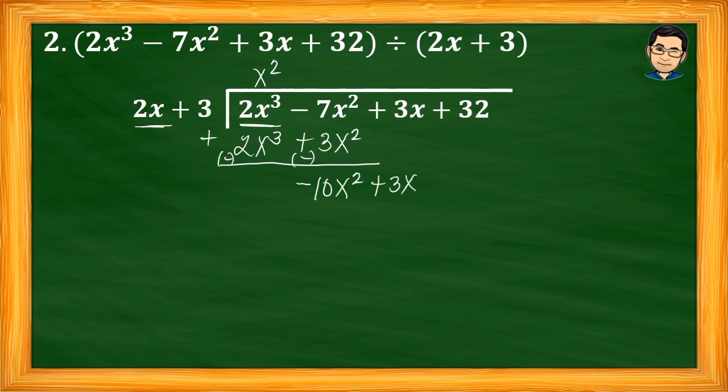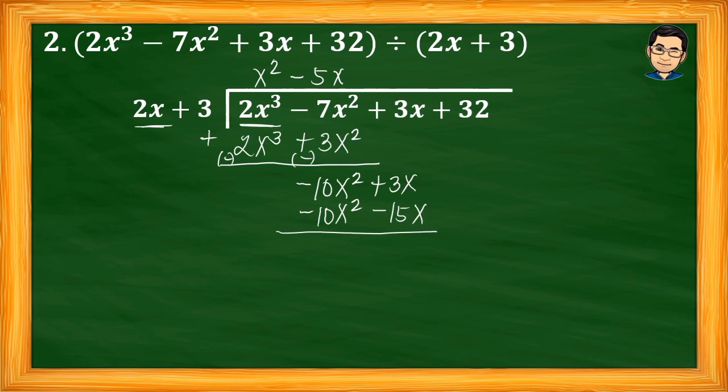And then ulit, negative 10x squared divided by 2x. So, negative 10 divided by 2, that is negative 5. And then x squared over x, that is 2 minus 1, kaya naman x. Next, negative 5x times 2x, that is negative 10x squared. Next, negative 5x times 3, that is negative 15x.